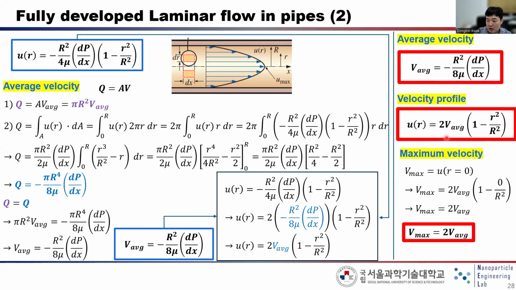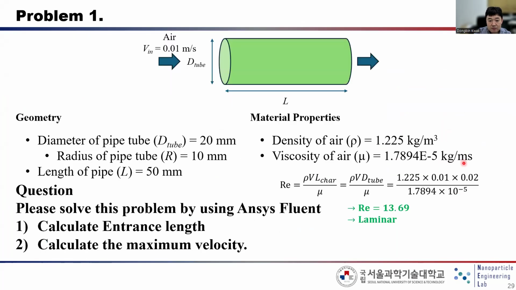The maximum velocity occurs at the center part. The maximum velocity is two times the average velocity. Also, if this part is zero, then this one is two times the average, right? As you can see, this is a perfectly parabolic profile, and this relationship comes from this velocity profile.